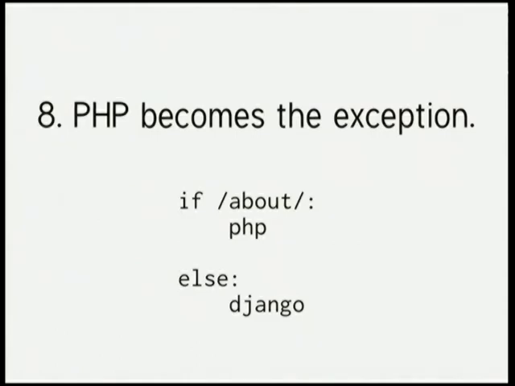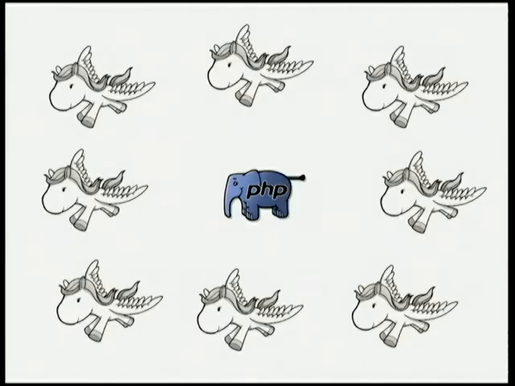So you keep doing this repeatedly, and eventually PHP becomes the exception to the rule. So you can then do this nice little switch where Django becomes the default and PHP becomes the exception, and you have your remaining PHP things. Hopefully there's not very many. You can list them in your config there. It starts to look a bit like this. You surround the elephant.